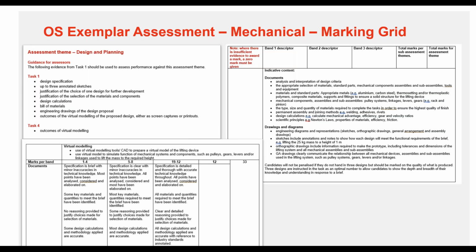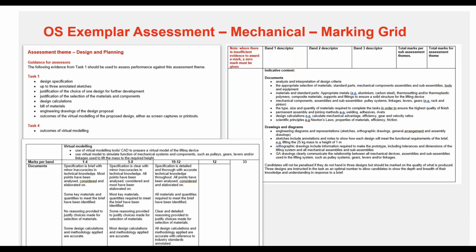And as you can see, we've got something called indicative content. That indicative content tells you what you should be seeing when that learner submits that evidence. So in other words, engineering drawings and representations, sketches including annotations, orthographic drawings, etc. So that is what you need to see. And if they don't hand in those 3 designs, they can get penalised as well. So again, it's looking under that marking band to see what you need to be doing.